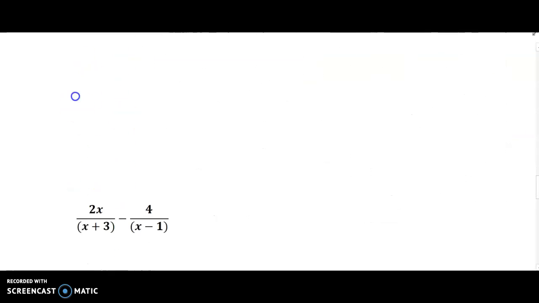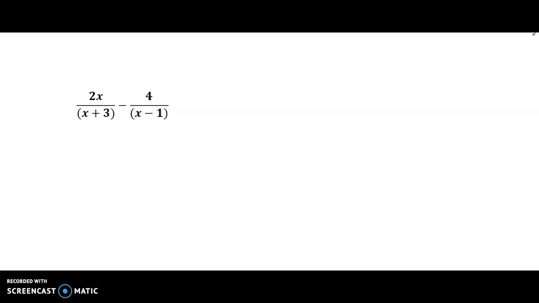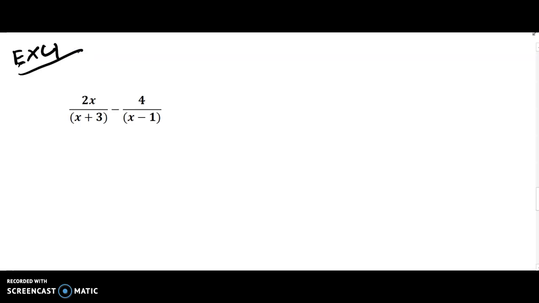Let's go to a slightly more challenging example. In this case, they both have different denominators. So, make sure you pause, write the original problem. In the case that they both have different denominators, we're going to multiply one by the other. So, what I mean is, we're going to multiply this guy. He does not have x minus 1. Let's give the first fraction x minus 1. The second fraction does not have x plus 3. Let's give it x plus 3.